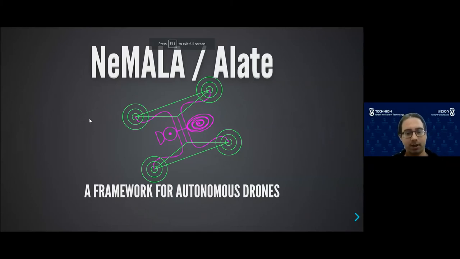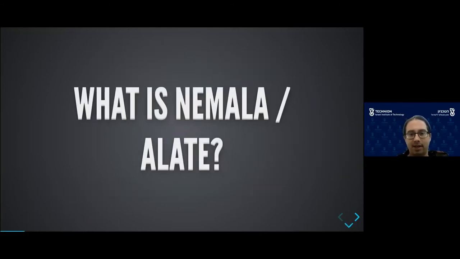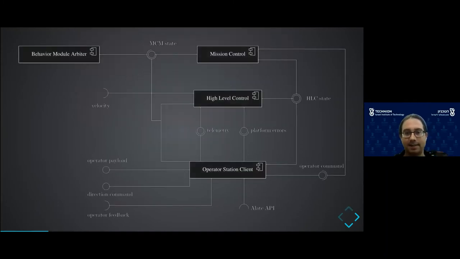This is a framework that is written mostly in C++ with some parts of it made in Python for easier adoption by the final ultimate application developers that we are trying to target as a market. So what exactly is Nemala L8? Nemala, for those of you who don't know Hebrew, it's an ant, and L8 is a flying ant. So what exactly is it? It's a framework.